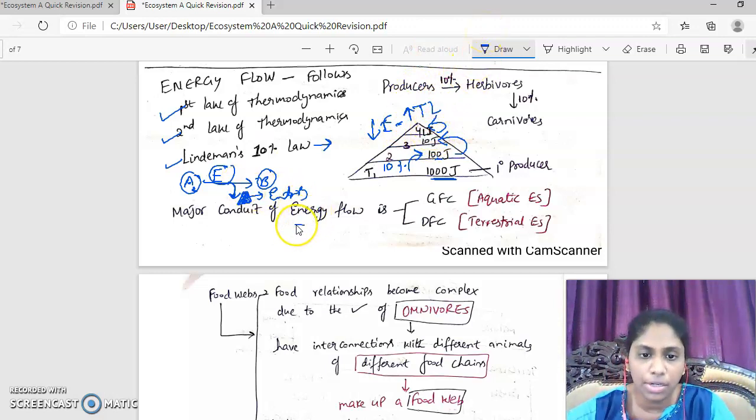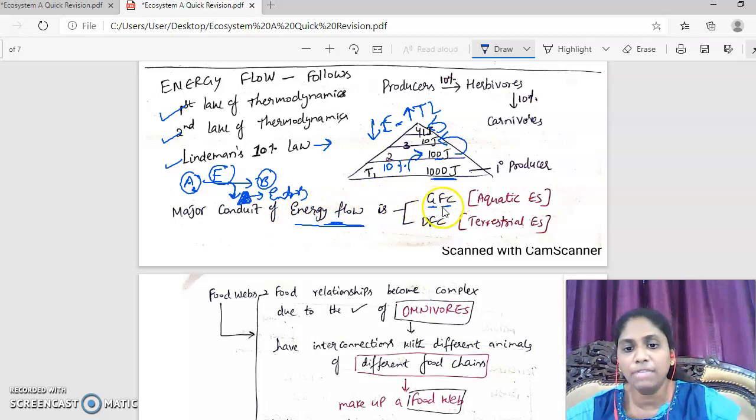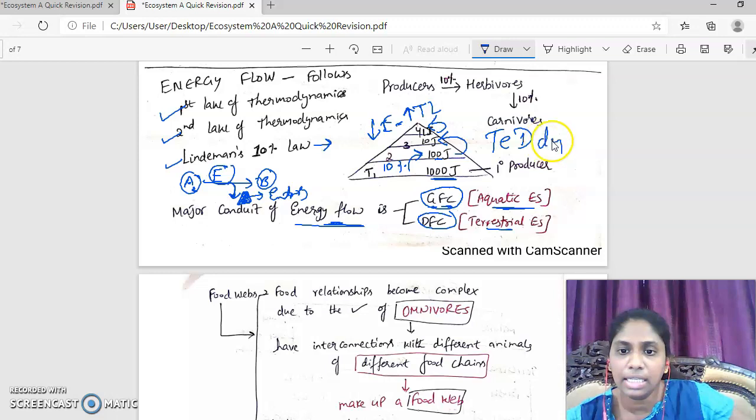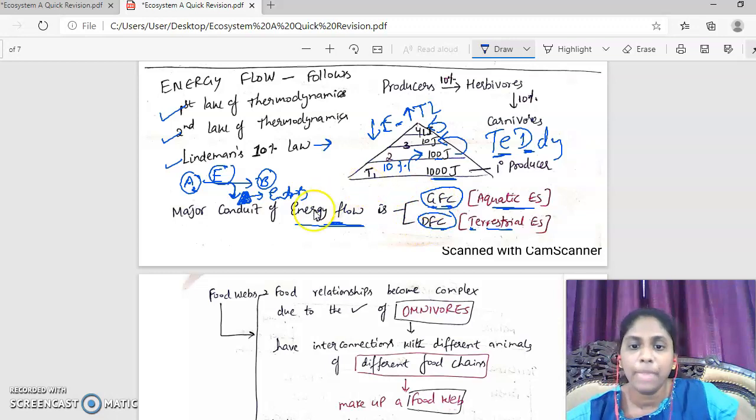Now, the major conduits of energy flow, very, very important. The major conduit in aquatic ecosystem is GFC, the grazing food chain, while the major conduit in terrestrial ecosystem is DFC. And how do you memorize this? Remember as TEDDY. TE for terrestrial, D for DFC. In terrestrial ecosystem, the major energy flow takes place by DFC. Then, how do you remember GFC? Remember as AquaGuard.